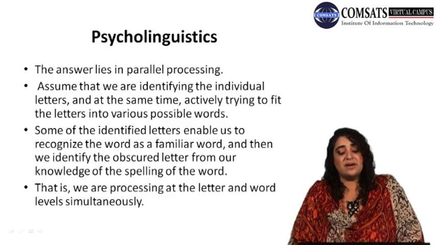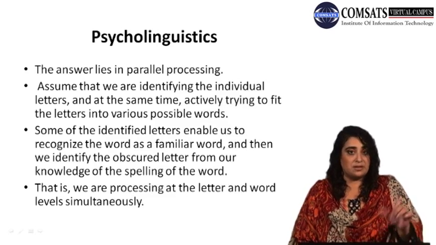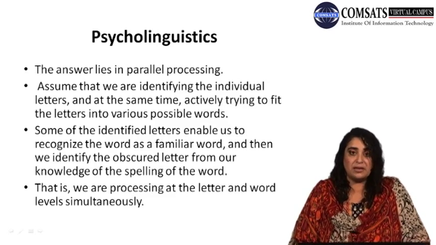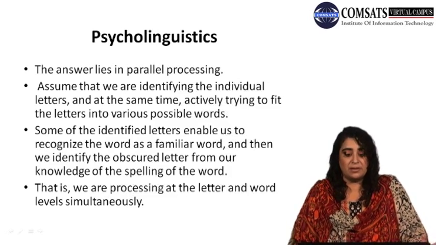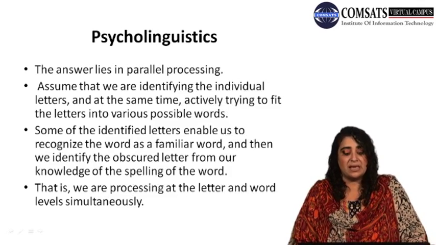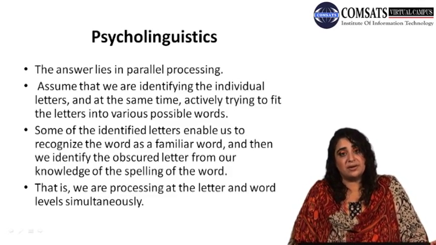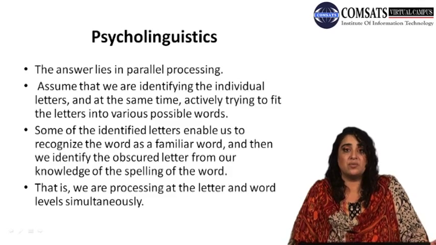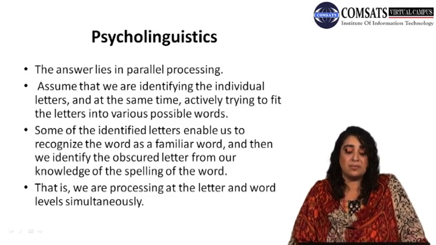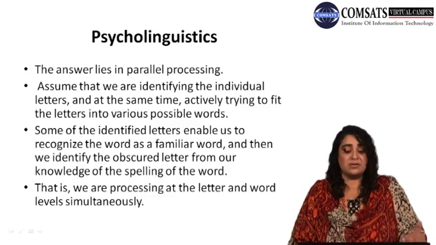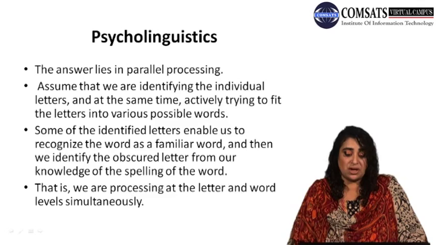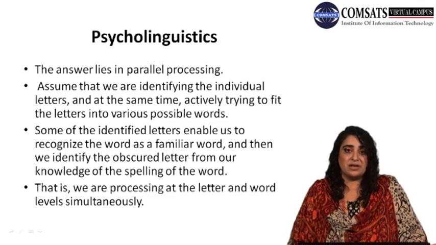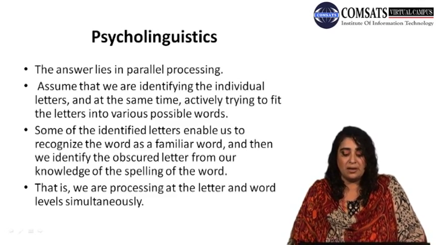So some of the identified letters enable us to recognize the word as a familiar word. Jaise humne red ka word dekha, wo humein ekdam se identify ho gaya, ek familiar word laga red, the color red, and we immediately identified it. And then we identify the obscured letter from our knowledge of the spelling of the word. So, sometimes identifying letters enables us to recognize the word as a familiar word. Koi ye cheez recognize karne mein rakhe ki ye jana pehchana word hai, familiar word hai.